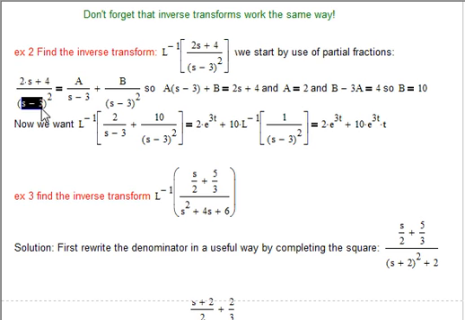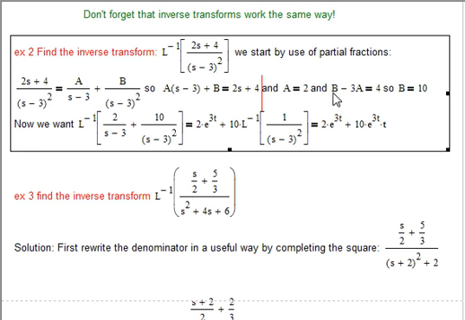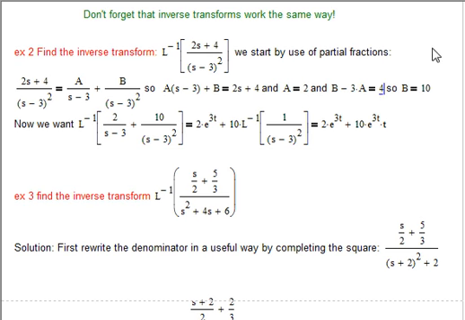(2s + 4) over (s - 3)^2 is A over (s - 3) plus B over (s - 3)^2. And so if you multiply both sides by (s - 3)^2, you get 2s + 4 equals A times (s - 3) plus B. So therefore A has to be 2, and negative 3A plus B has to be 4, so B minus 3A is 4. That's another way of saying it, so B has to be 10.